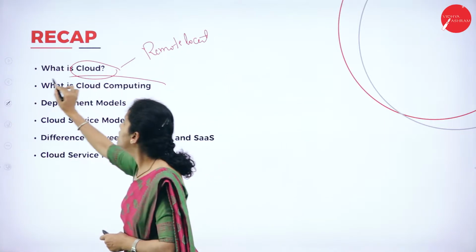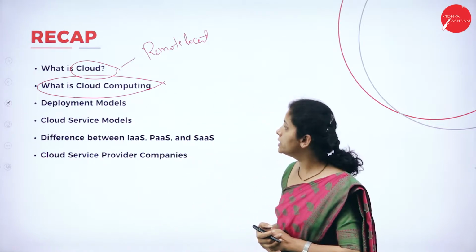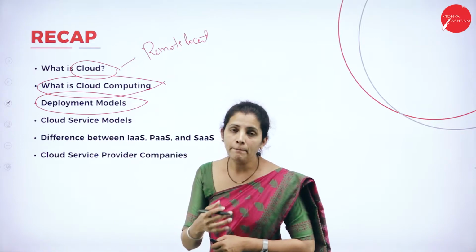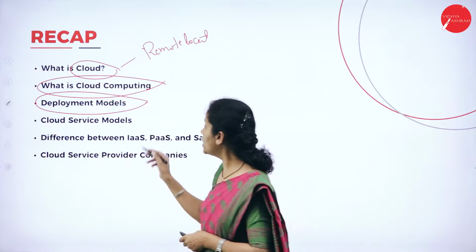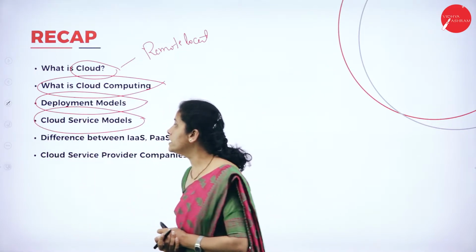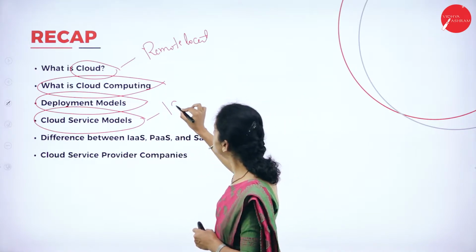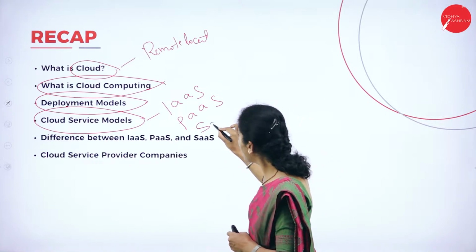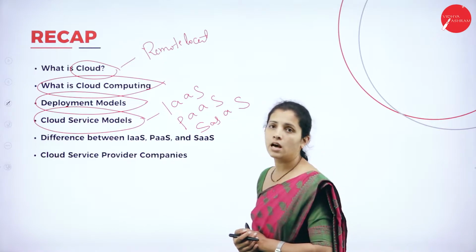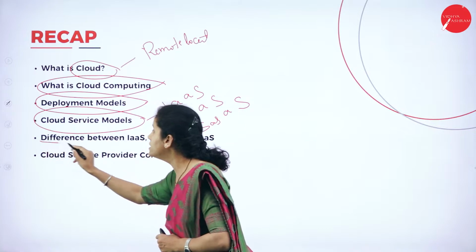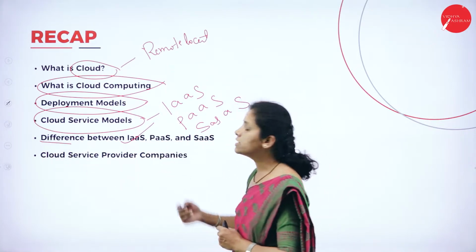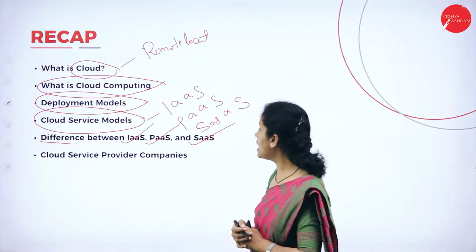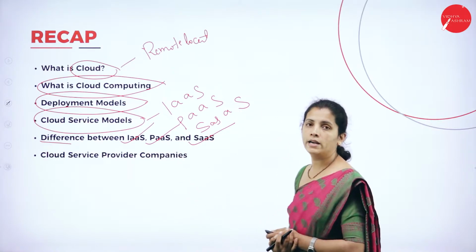Along with that, I have discussed what is cloud computing. Along with that, I have discussed the deployment models, that is private cloud, public cloud, hybrid cloud, and community cloud. Along with that, I have discussed the three different types of cloud service, that is infrastructure as a service, platform as a service, and software as a service. So these are the three service models. Along with that, I have discussed the difference between infrastructure as a service, platform as a service, and software as a service. Along with that, I have discussed cloud service provider companies.